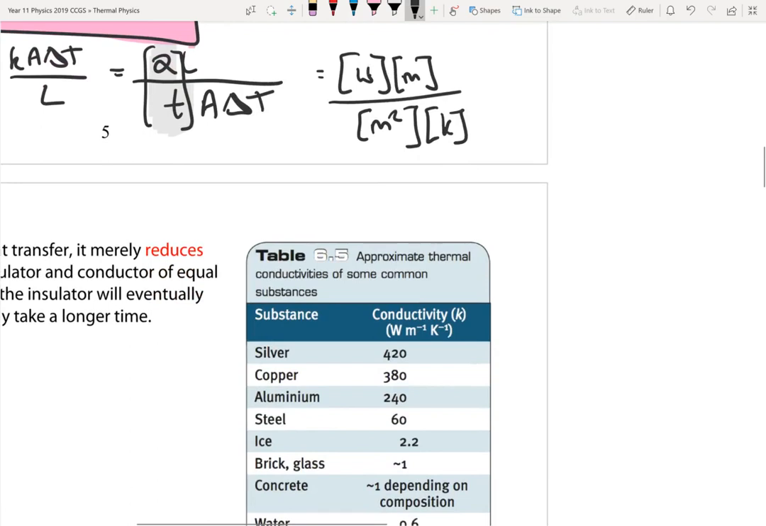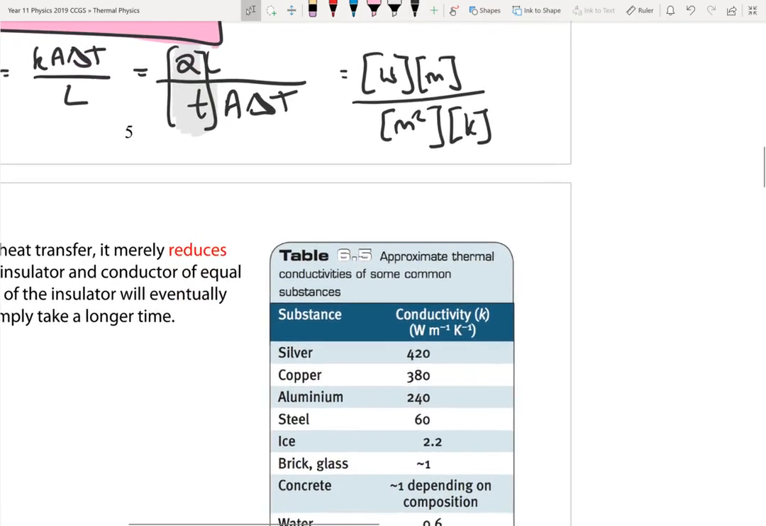Yes, Matt? Power times L over. Yes, but I left it as Q on T. But yeah, you're right. You could just write it as power. So it could have been power times thickness divided by area delta T. But I'm just going to leave it for now as Q over T. Now we get that meter cancels with that meter, and so the units come out as watts per meter per Kelvin.